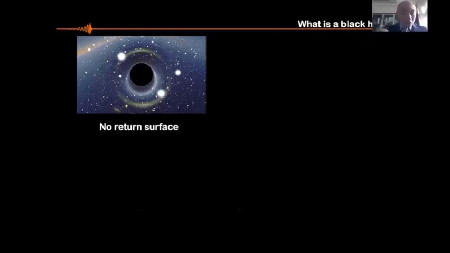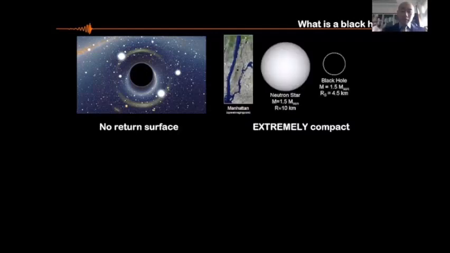Most commonly, people know this to be this cosmic vacuum cleaner, where it sucks so hard that not even light can escape. Particularly, there's this surface of no return. Another thing that people mostly associate with black holes is that they are extremely compact. For example, if I take the weight of Earth and make it a black hole, it's basically an object that would fit in the palm of my hands. That's how extremely compact an object like a black hole is.